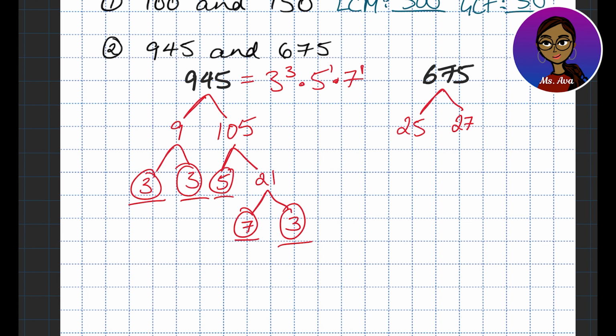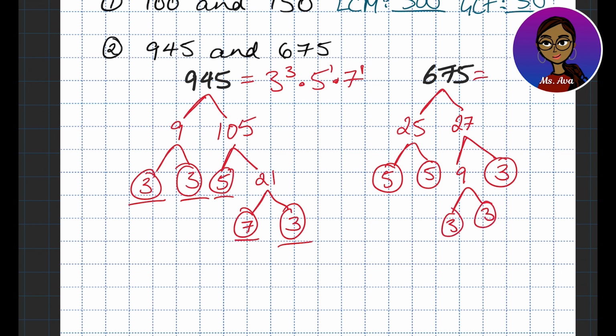Then the 25 is not a prime, so we have to keep breaking that down. That'll give us a 5 times 5, and both of these are prime, so we circle those. And then how about the 27? What can that be broken into? You could do 9 times 3. Good. Awesome. And then I'll break the 9 down a bit more, but the 3 is a prime, and this becomes 3 and 3.